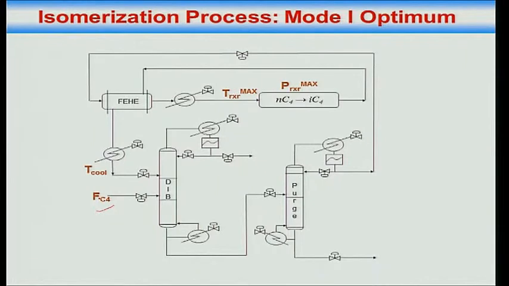If less amount of NC4 is circulating around the plant, then you essentially have to boil less off in the purge column. Yes or no? Also, you will save energy in the DIB column.